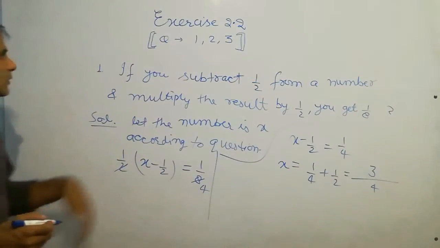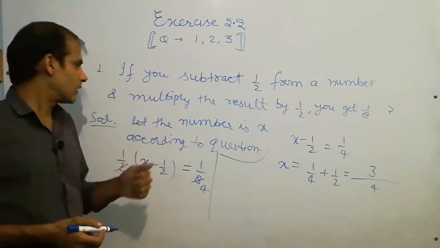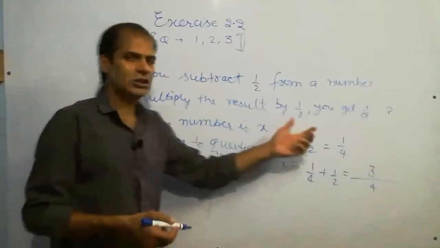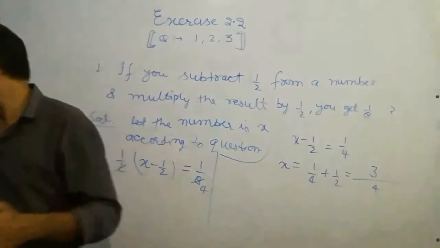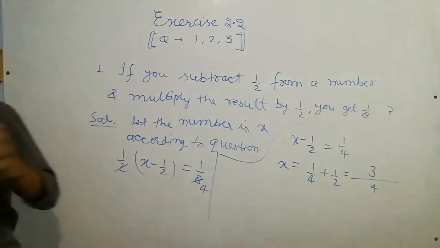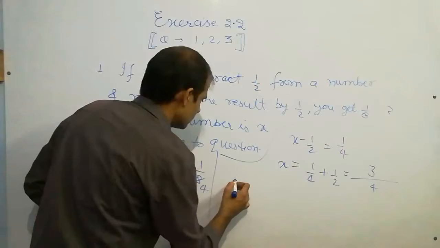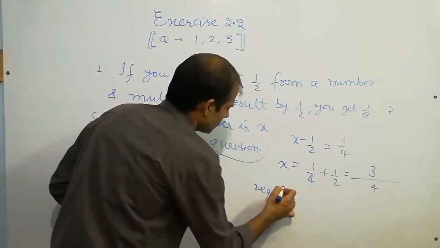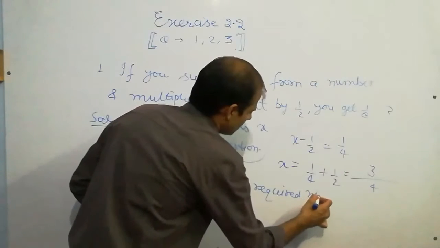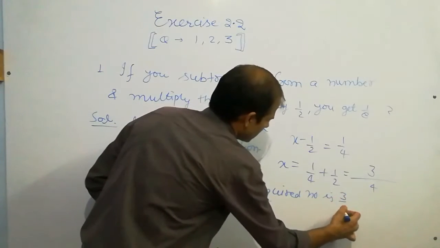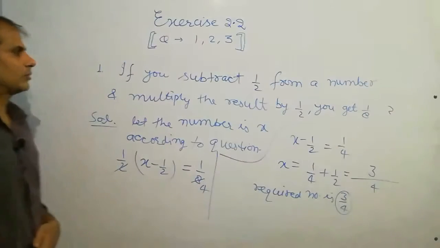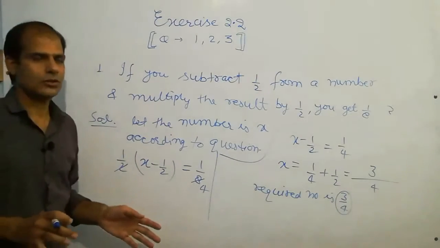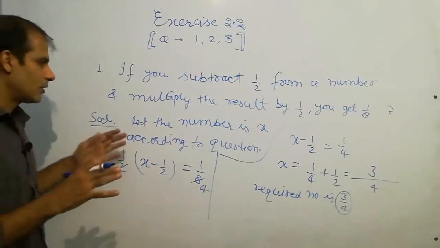What is x? X is the number, that number, let the number is x. So in the question it is asked to find that number. What is that number? So you can write required number is 3 upon 4. This is the answer and these are the steps. आपको सिर्फ यही स्टेप्स लिखनी है.